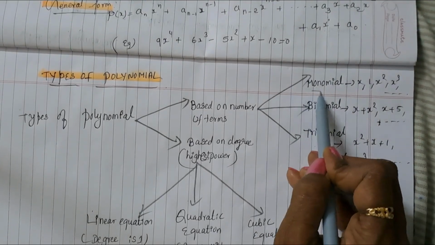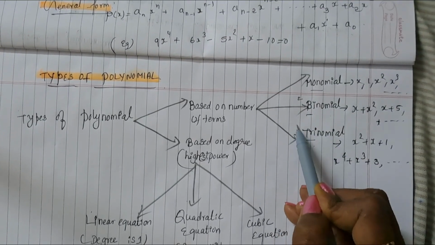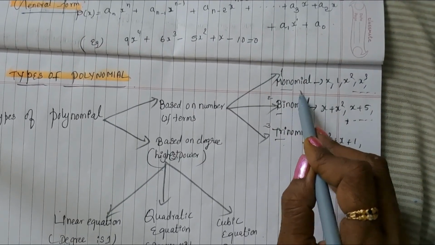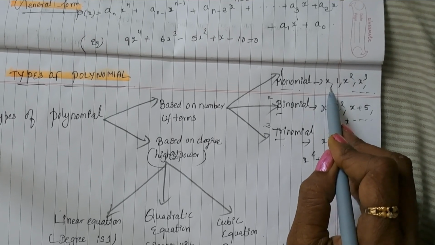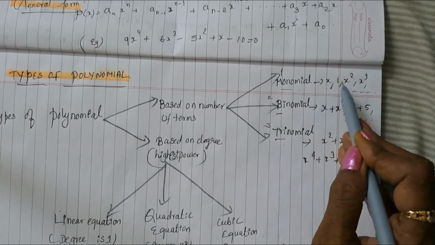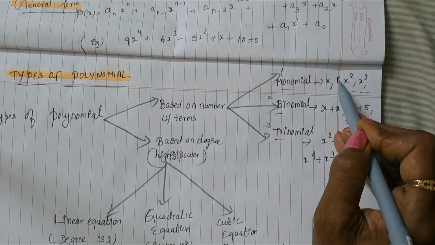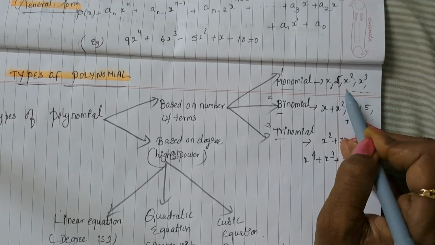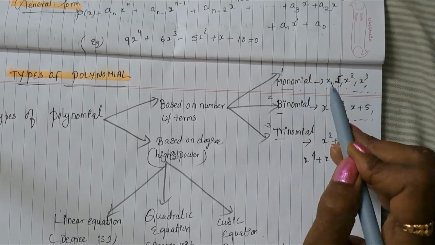Mono means 1, bi means 2 and tri means 3. For example, monomial means only one term alone is present in that expression. Such an expression is nothing but a monomial. X alone will be there. Suppose only a constant, instead of that I write only pi alone in the expression, that is also a monomial. X square, x cube, a single term is present, you can say it is a monomial.